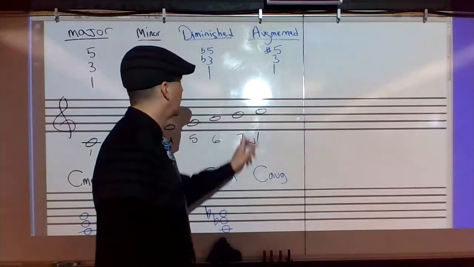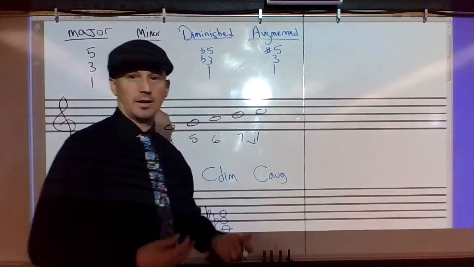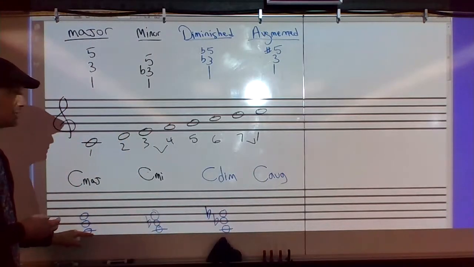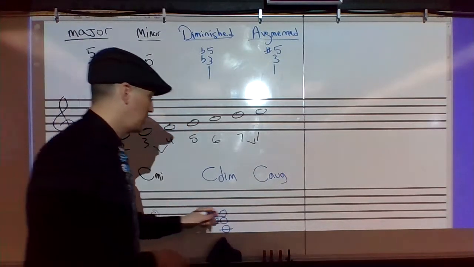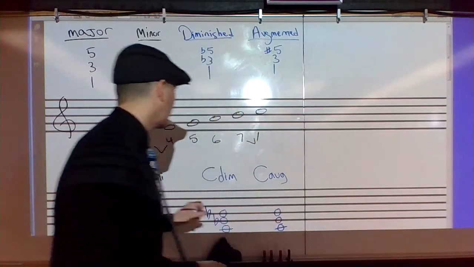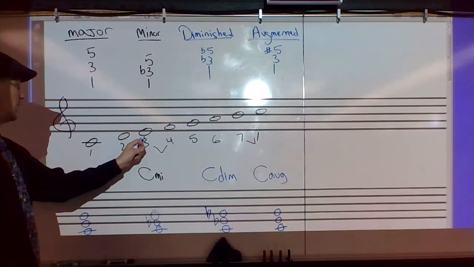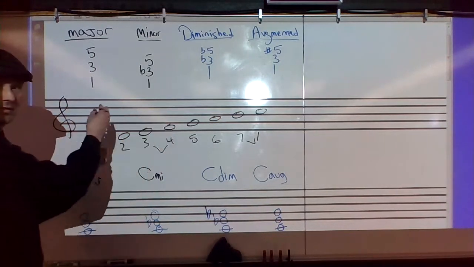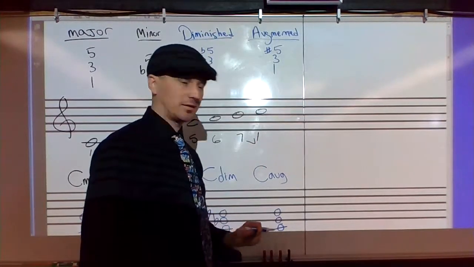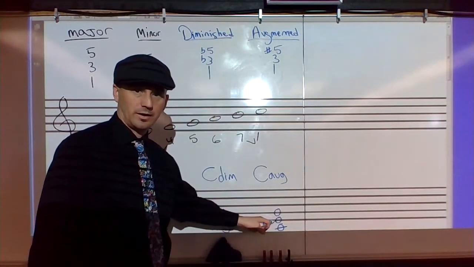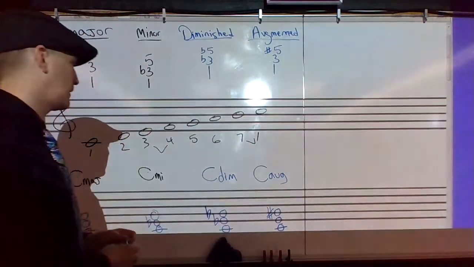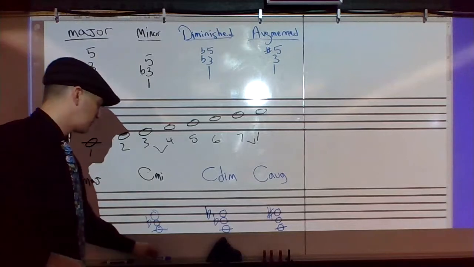Now C augmented, 1, 3, sharp 5. So again, I'm going to start by stacking up my major triad. So I can come over here and look at that. I see C, E, and G, or I can look at my scale, 1, 3, and 5. And I stack up C, E, and G. That's how I got my notes, right? C, E, and G. And I know that the 5 has to be sharp. This is 1, this is 3, this is 5. So I can sharp that, and that is how I spell a C augmented triad.